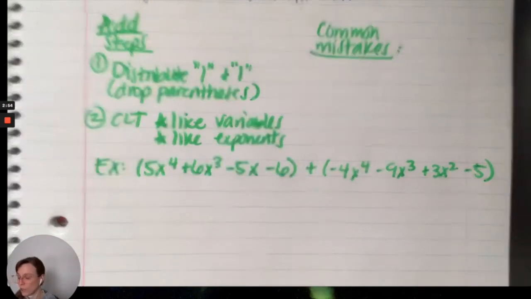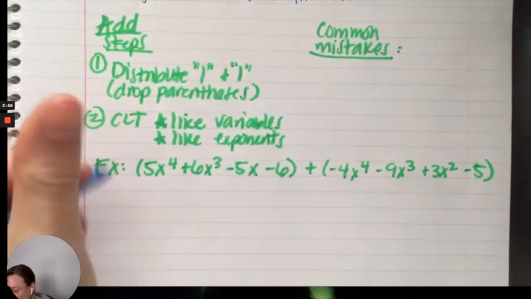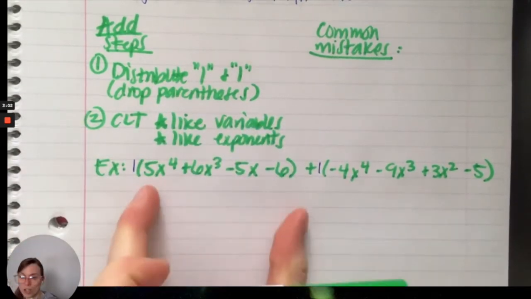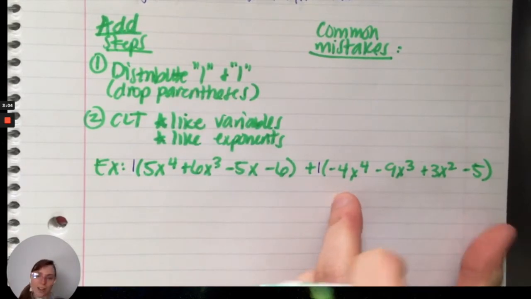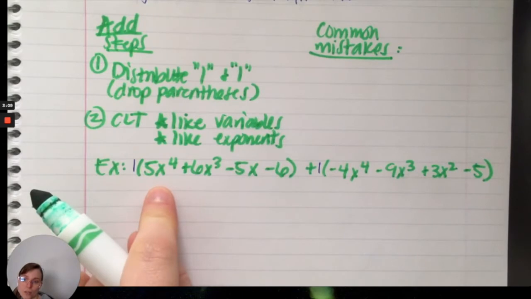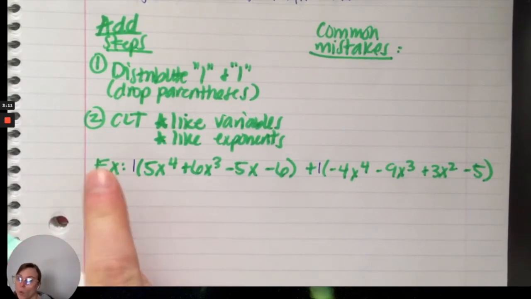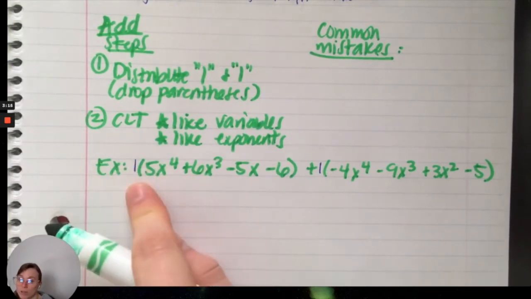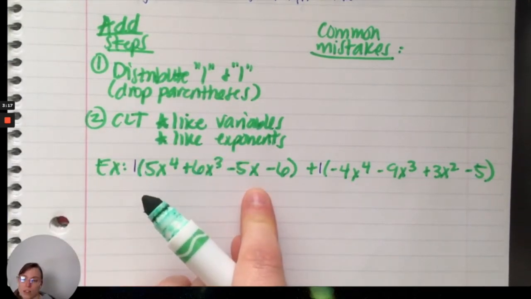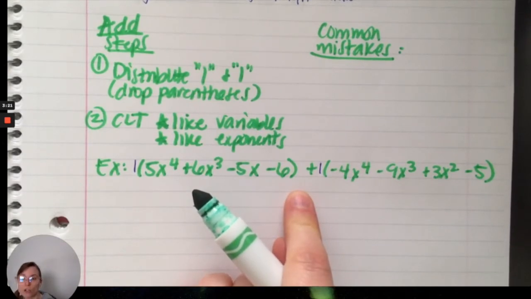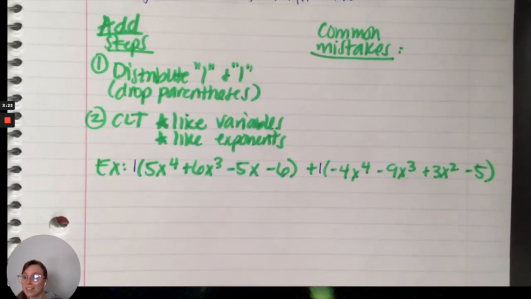So we are now going to distribute the 1 and the 1. What that means is that there are invisible positive 1s in front of each of those parentheses, or these quantities, or these polynomials. All right, so those positive 1s. What is 1 times 5x to the 4th? Still 5x to the 4th. What is 1 multiplied by 6x cubed? Still 6x cubed. 1 multiplied by negative 5x? Still negative 5x. 1 multiplied by negative 6, still negative 6. So multiplying by a positive 1 does nothing.